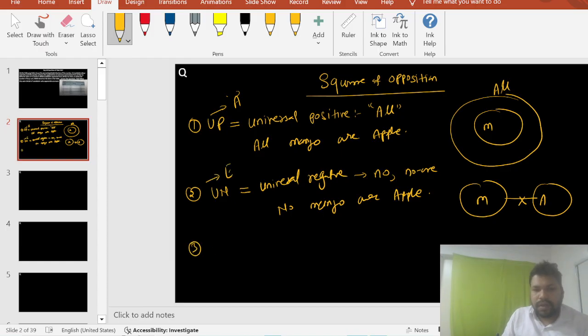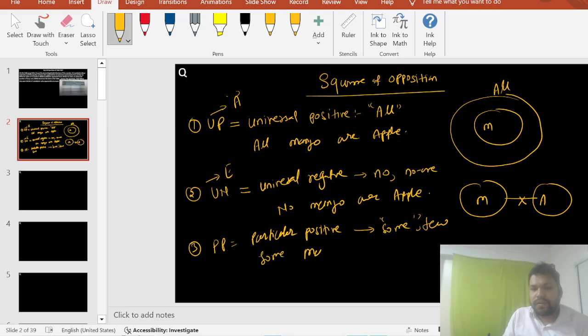Next is particular positive. Particular positive means if the word is "some", some of the persons, or if it is given "few", that type of sentence is called particular positive. So if it is given some mango are apple, we can say this is the mango and this is the apple diagram. So this is the portion which indicates that some mango are apple. And this is indicated by I.